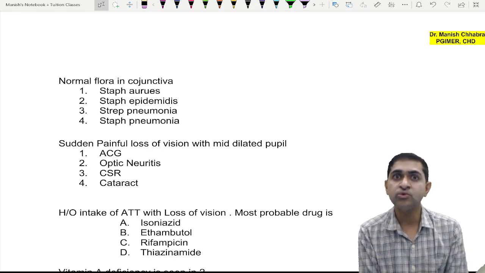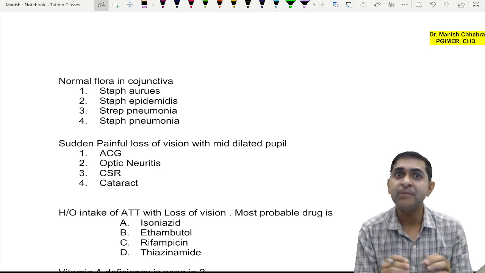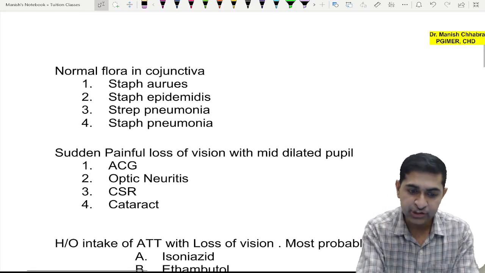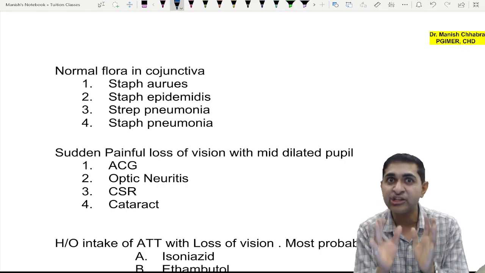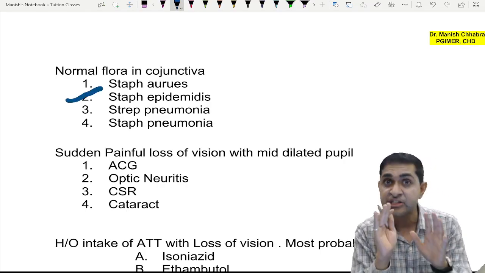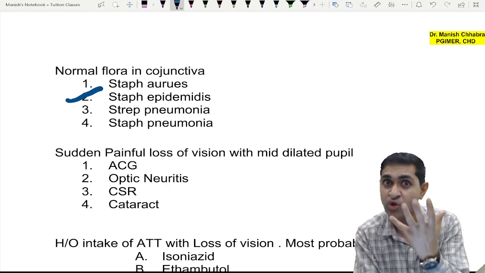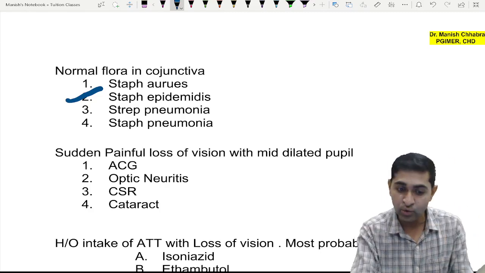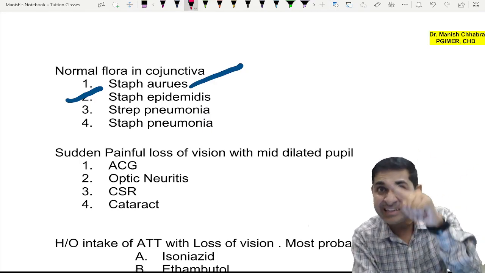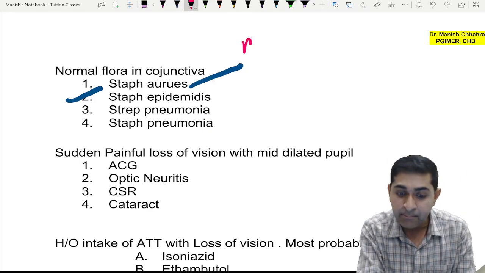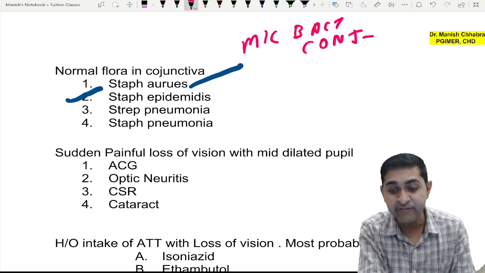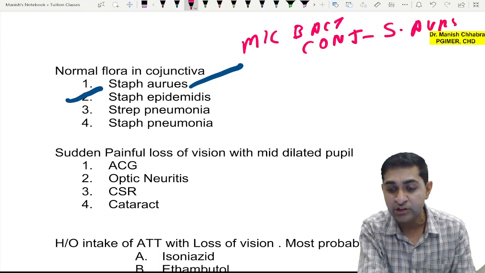Okay, so we are going to discuss the Foreign Medical Graduate Exam July 2024 paper. The first question is, normal flora in the conjunctiva comprises of... don't say Staph aureus, it is Staph epidermidis. But that does not decrease the value of Staph aureus, because the normal flora in the conjunctiva is epidermidis, but the most common cause of bacterial conjunctivitis is your Staph aureus.